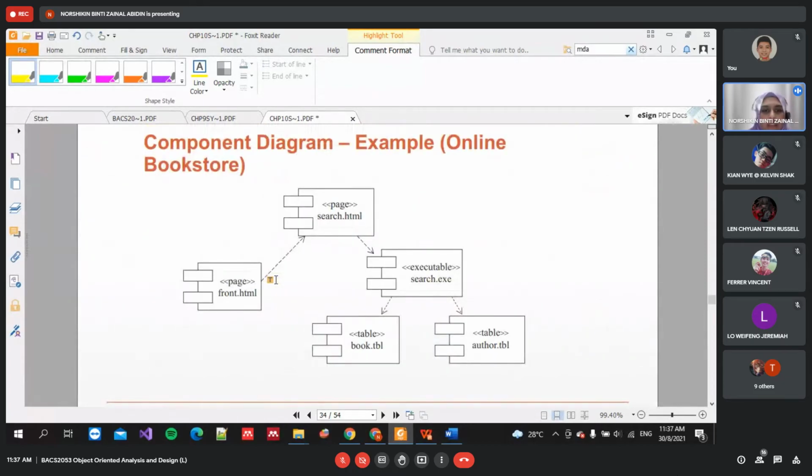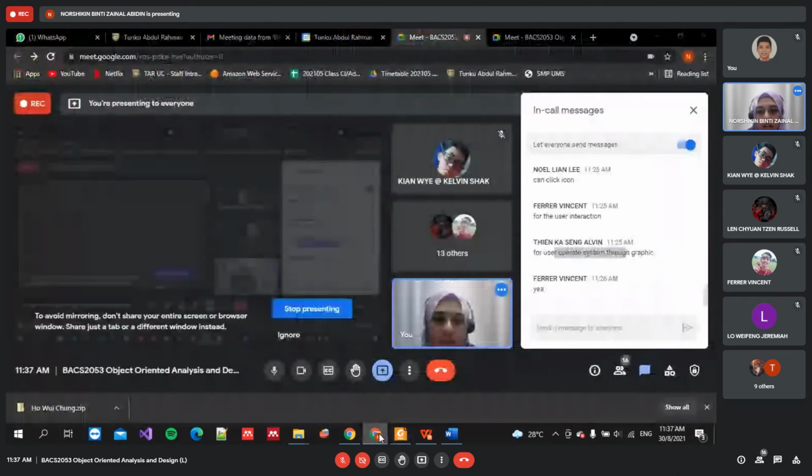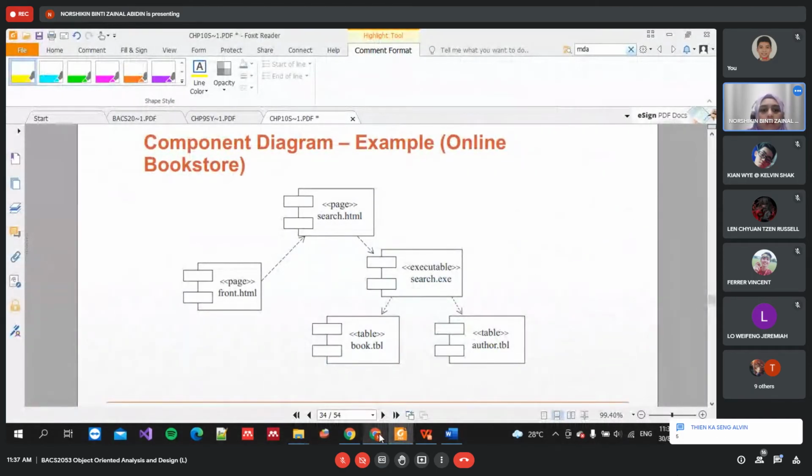And then we have another example for the online bookstore. I want to ask, how many components do we have here? How many components in this example for the online bookstore? Yeah, five: HTML, HTML, exe, table, and table. This is the components needed for the patch, patch executable, table, and table. So these are the components.